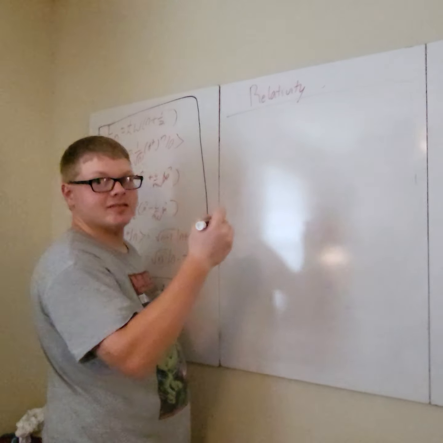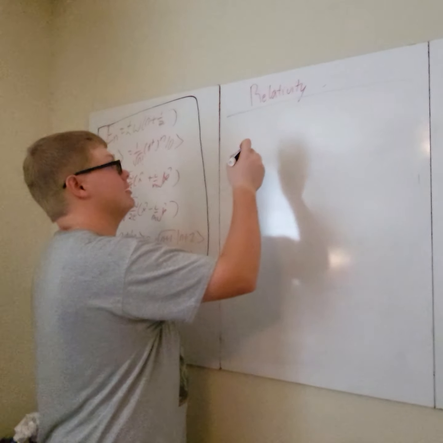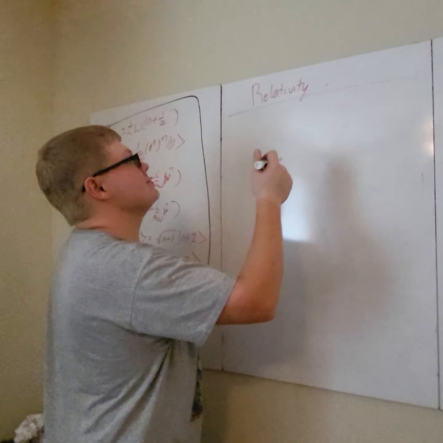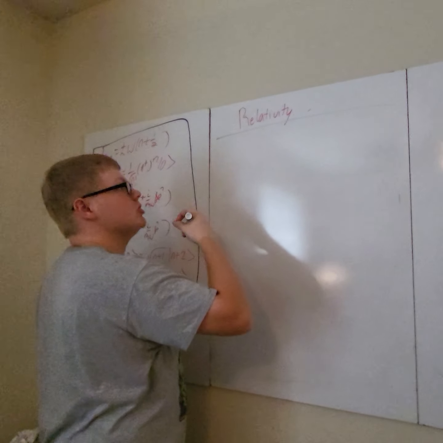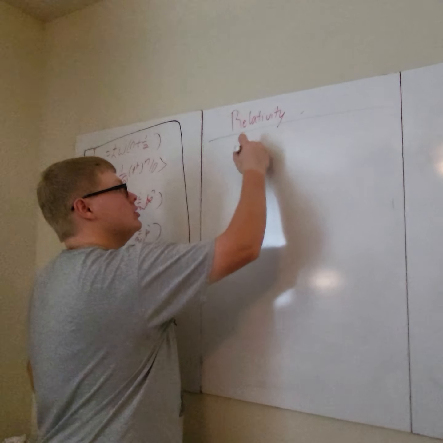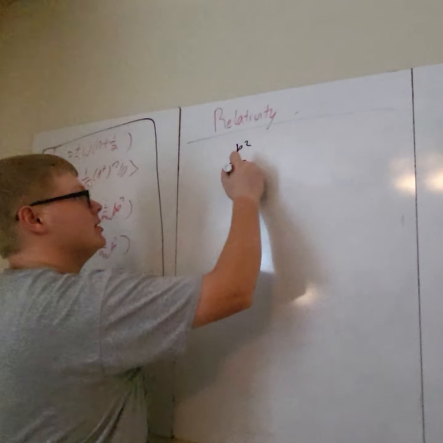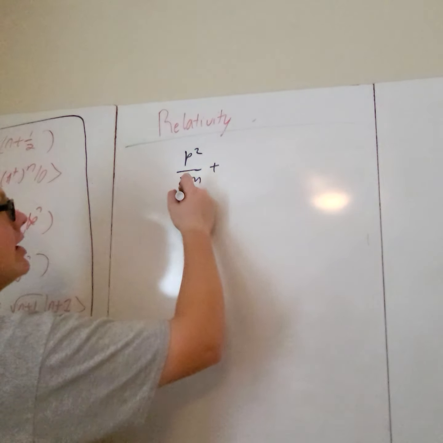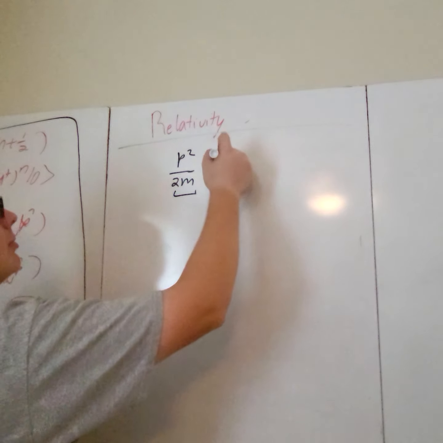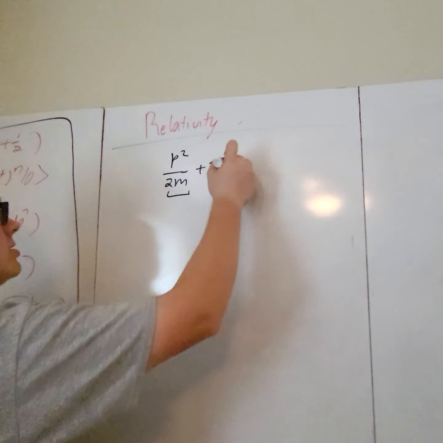So, in classical mechanics, well, non-relativistic mechanics, I guess, our energy is equal to the momentum squared over 2m, which is our kinetic energy, plus our potential energy.